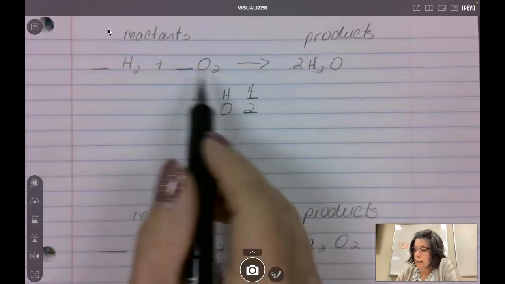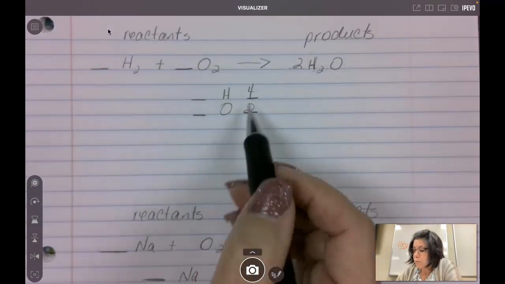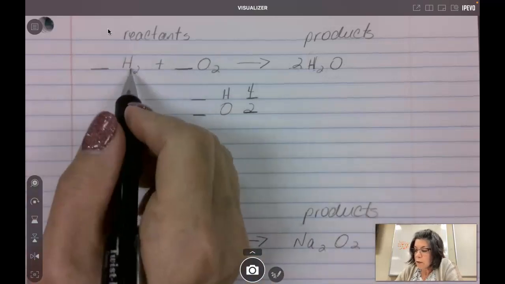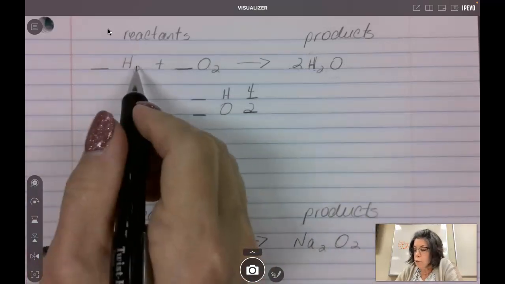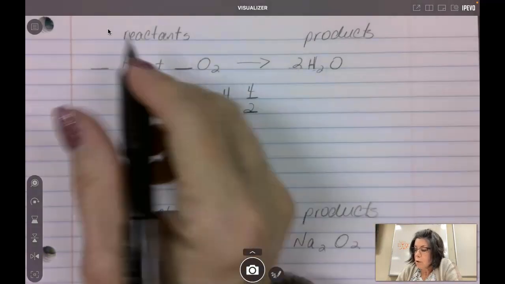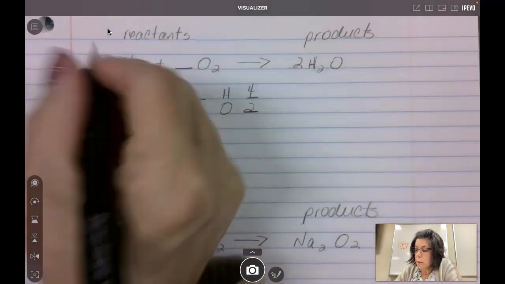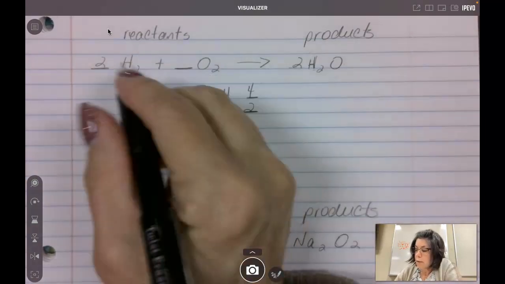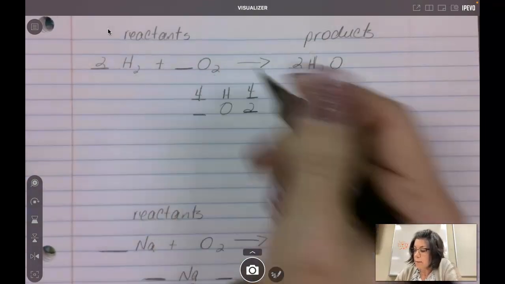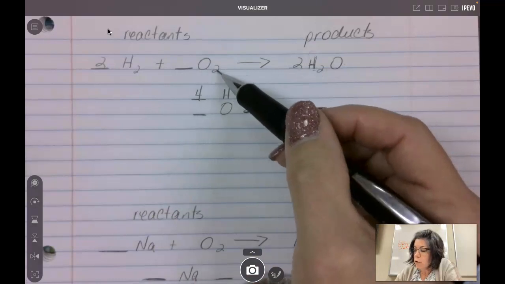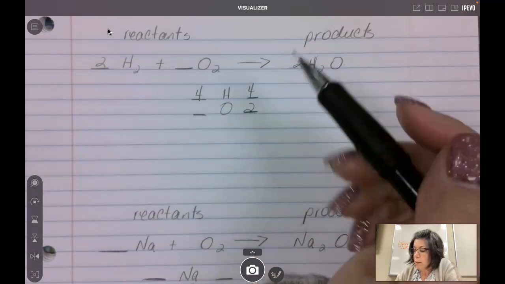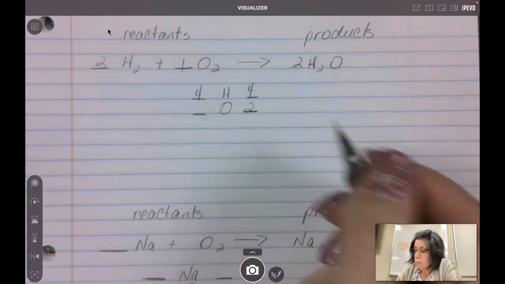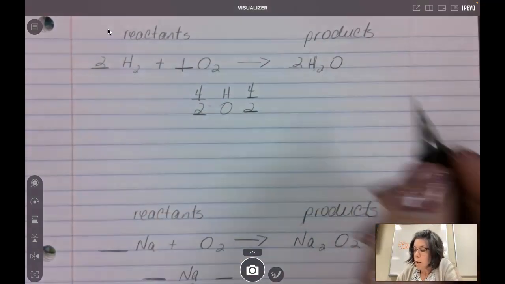Now, I want to have the same number of items over here. So I have to have 4 atoms. Right here, it's telling me there's 2 atoms of hydrogen. So what do I have to do to make it 4? So I have to have 2 H2 here. And then that will give me 4 here, so that balances. I have 2 atoms of oxygen. I need 2 here. So I need 1. So that's going to put it right there.